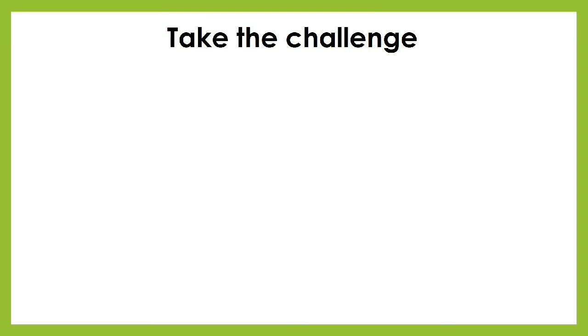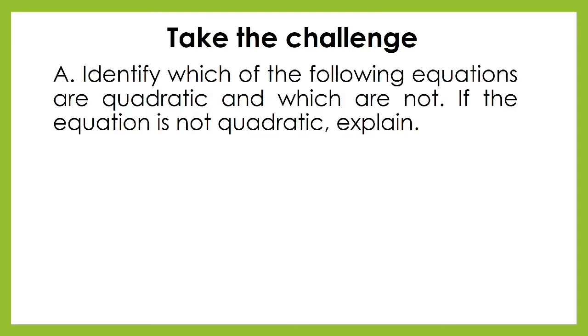And now that you learned how to identify and describe quadratic equations, write quadratic equations into standard form and determine the values of a, b, and c in a quadratic equation, I want you to take this challenge. First, identify which of the following equations are quadratic and which are not. If the equation is not quadratic, then explain. Number 1, 2x minus 7 equals 6.